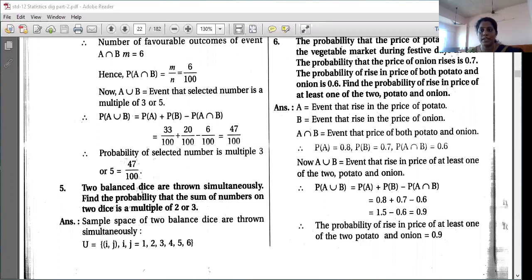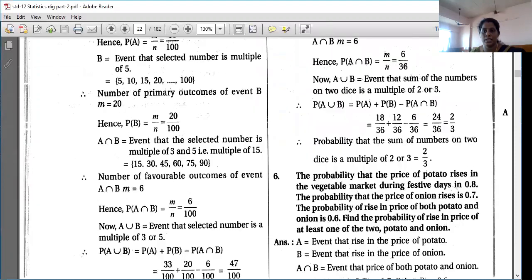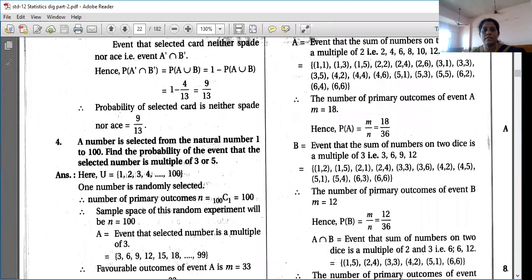So what you have to write first is the total outcome. So your sample space will be, two balanced dice is given. So your sample space will be 36, right? Two balanced dice means your sample space is 36. Sample point is 36, right? Now first is event A.